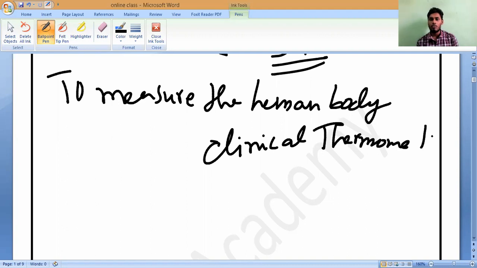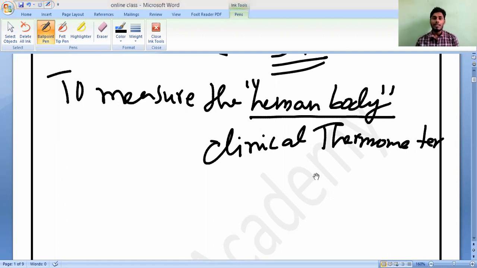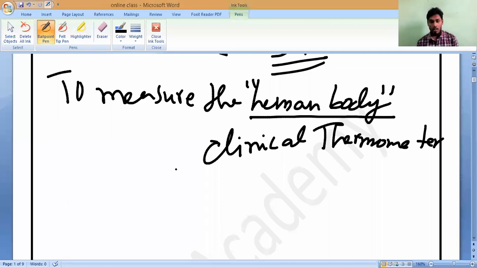The device which we are using to measure human body temperature is called a clinical thermometer. Now if you observe, this clinical thermometer is used to measure our body temperature by whom? Usually a doctor, or we can use it at home also. Do you understand that? It can be used by doctors.